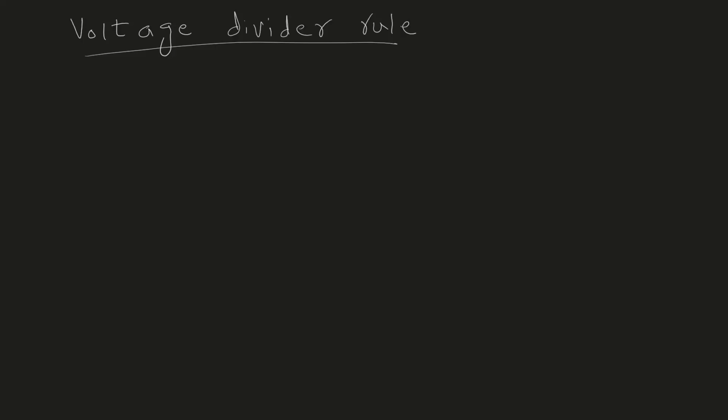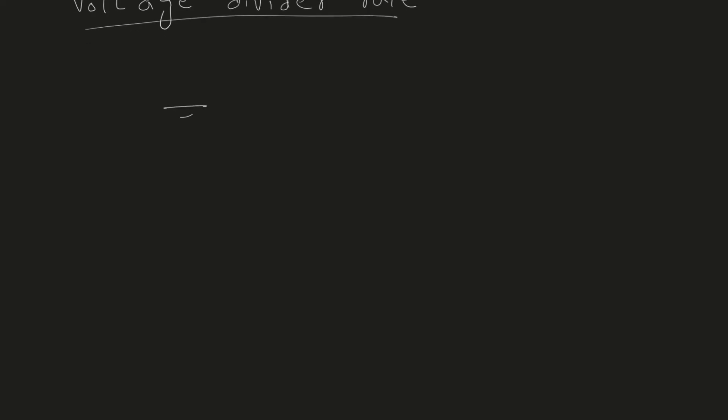In this video, we will study voltage divider rule and current divider rule. These rules are derived from Ohm's law, and they provide us with a formula that we can use to quickly find the voltage across a resistor or the current through a resistor. So let's see how we can get these two formulas.